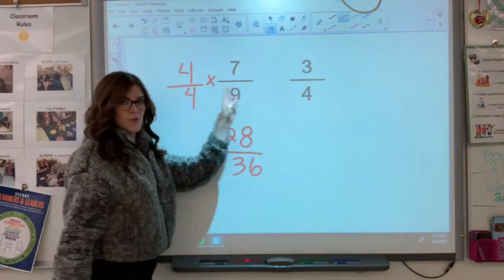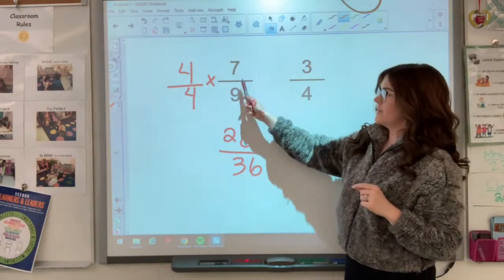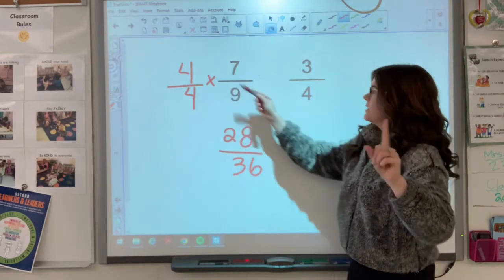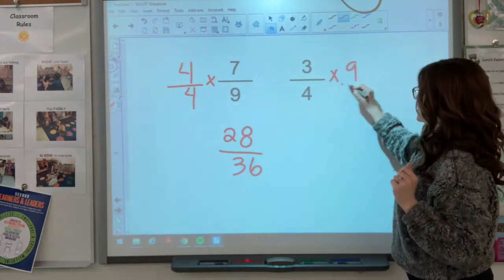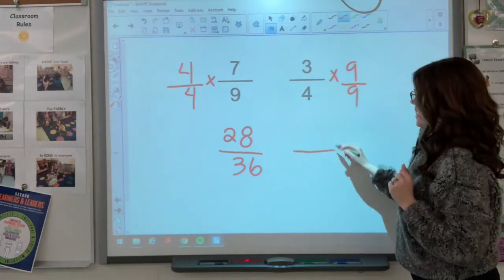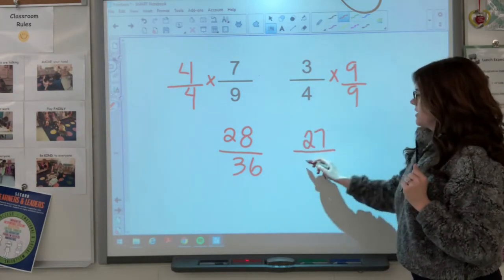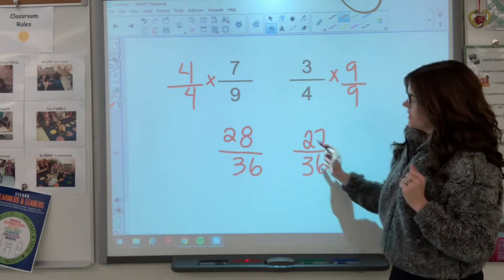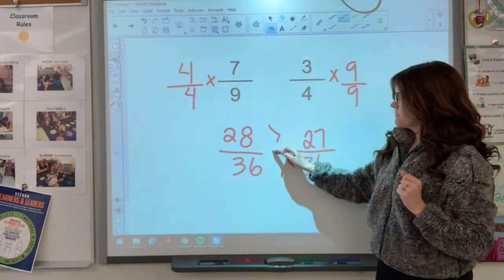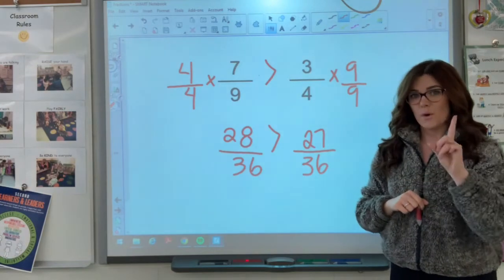I'm now going to look over at this fraction here. I have 3/4, and I'm going to be comparing it to 7/9. If I were to turn 7/9 into one whole, it would be 9/9. So I'm now multiplying this one by 9/9. So my new fraction is 3 times 9, which is 27, and 4 times 9, which is 36. And looking down here at our new fractions that have the same denominator, I can see that 7/9 is bigger than 3/4.